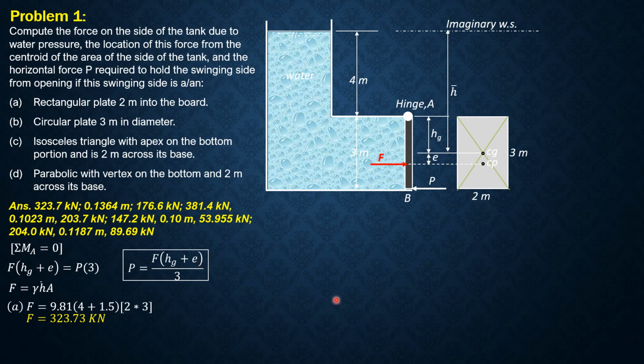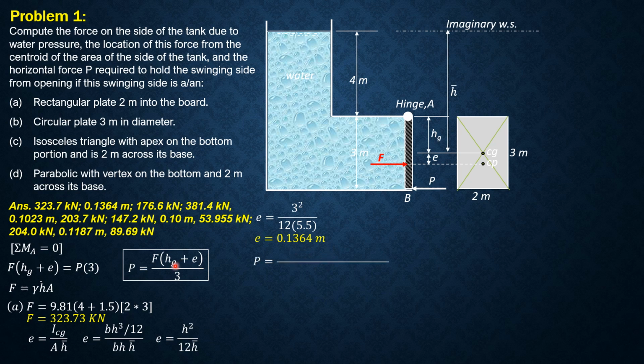Now for e, we have I sub CG sine theta over area times h-bar because the gate is vertical. So I sub CG, sine of 90 degrees or 1, over area times h-bar. I sub CG is bh cubed over 12 for a rectangular area, and area is bh times h-bar. So simplifying, this is h squared over 12 h-bar, where h is the height of the rectangle. So substitute 3 squared over 12 times 5.5, or 4 plus 1.5. So solving, e is 0.1364 meters in decimal, 3 over 22 I think in fraction.